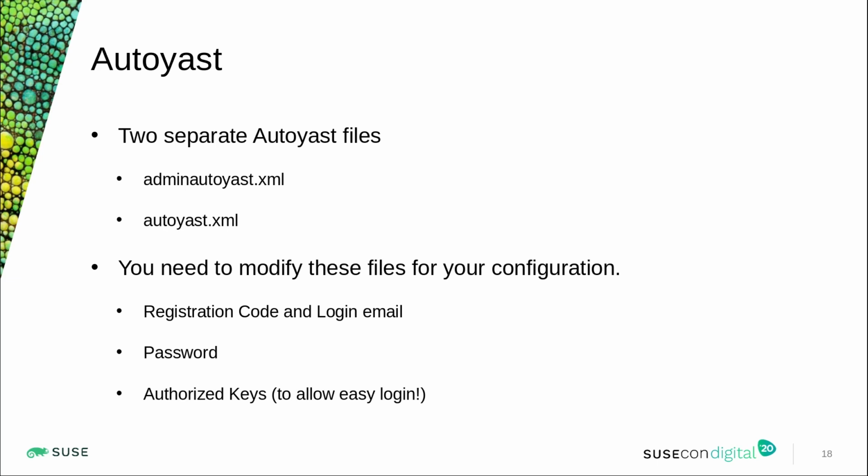If you go and grab this later, I would urge you to go in. You need to make a few modifications to both of these files. One is you need a registration code and a login email for SUSE Customer Center. You would put that in there, and they're pretty well marked, I believe, where you need to stick this. You might also want to add a password hash, and the instructions that you would pull down off of GitLab will explain how to build that password hash.